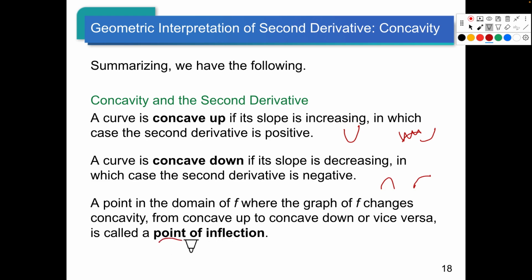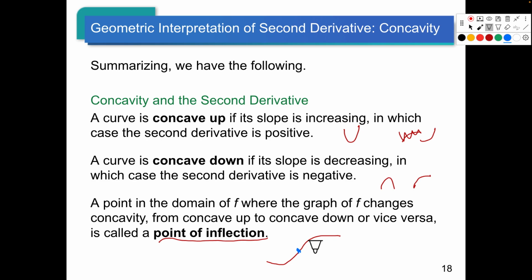And then the other thing we're going to throw in here is that concavity can change. So whenever we change concavity, maybe we start off concave up and then go concave down, so we get this S-curve type thing, we get what's called a point of inflection, which is where it changes from concave up to concave down or the other way around.